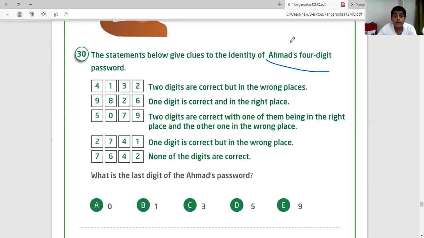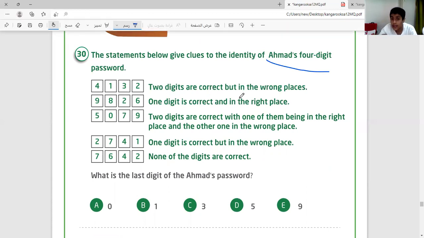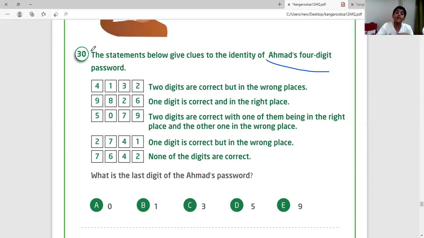The first hint says that 2 digits are correct, but in the wrong places. 1 digit is correct and it is in the right place. 2 digits are correct with one of them being in the correct place. 1 digit is correct, but in the wrong place. 1 digit is correct, but it is in the wrong place. And the last hint says none of the digits are correct.